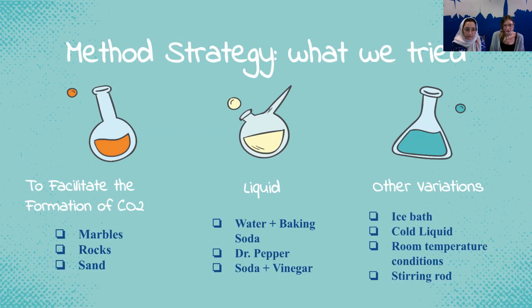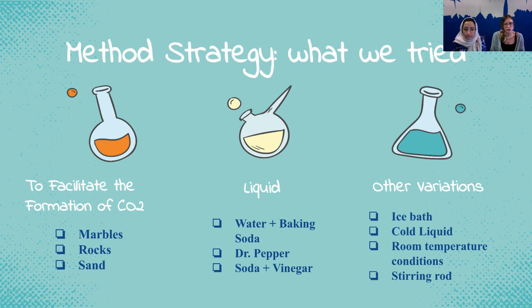So there's a bunch of different things we tried when we were first starting with this demonstration. One, we needed something that facilitated the formation of CO2. We tried various things: marbles, rocks, sand, and boiling stones. They're all relatively easy to obtain, but we found that boiling stones worked the best. For liquid, we also tried various amounts of liquid: water plus baking soda, Dr Pepper, and soda and vinegar, but we found that the most cost-effective and the most reliable was soda water.